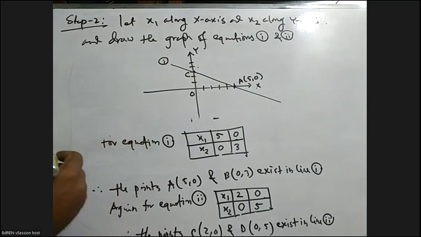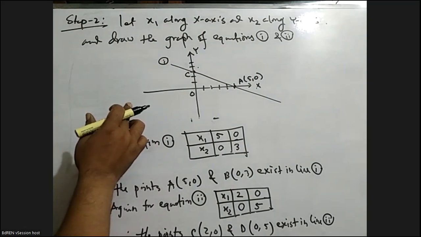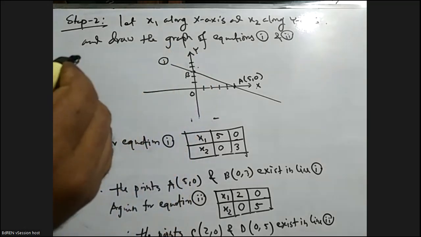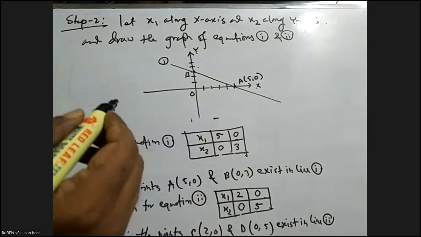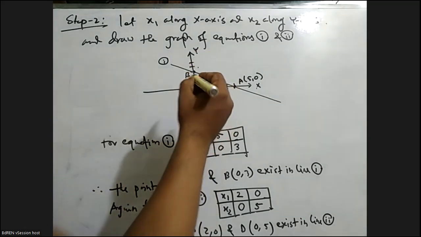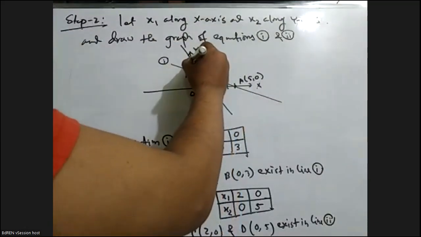And the second equation will be for C and D. For the C point, x equals 2. This is the C point (2, 0), and D is (0, 5). D will be this. So we can easily draw this. This is the C point, and this is the D point.